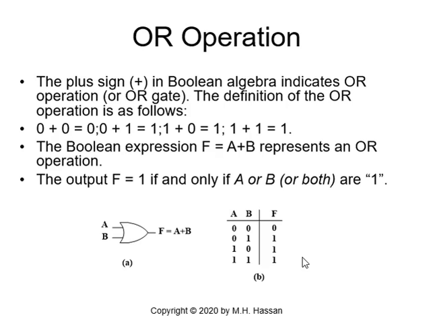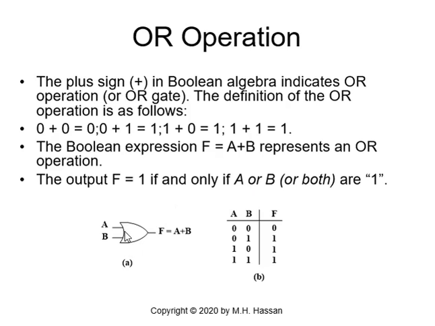OR operation. The plus sign in algebra indicates an OR operation or OR gate. The definition of the OR gate is as follows. 0 or 0 is 0, 0 or 1 is 1, 1 or 0 is 1, 1 or 1 is 1. So the Boolean expression F = A or B represents an OR operation, and the output F is 1 if and only if A or B or both are 1.